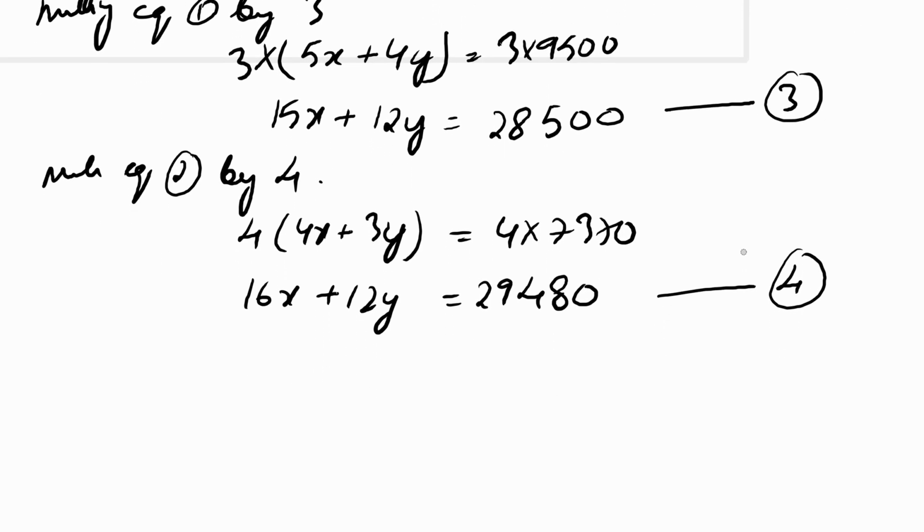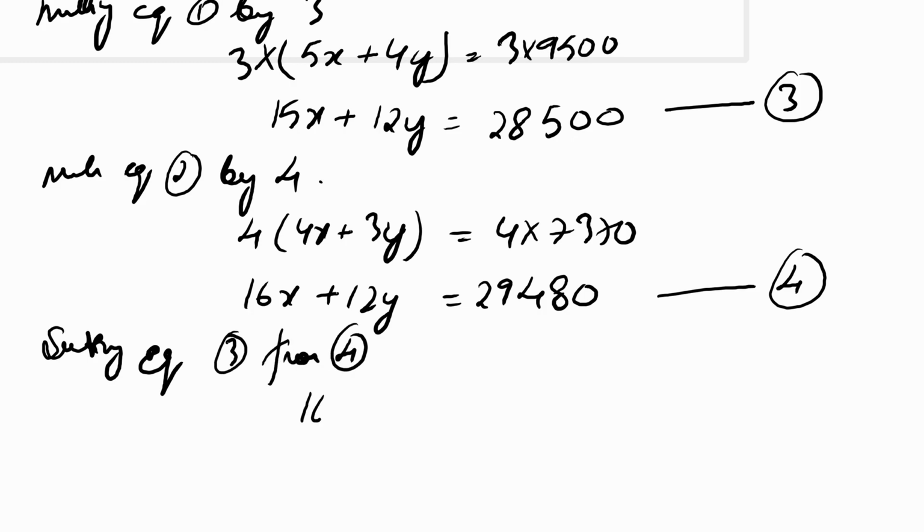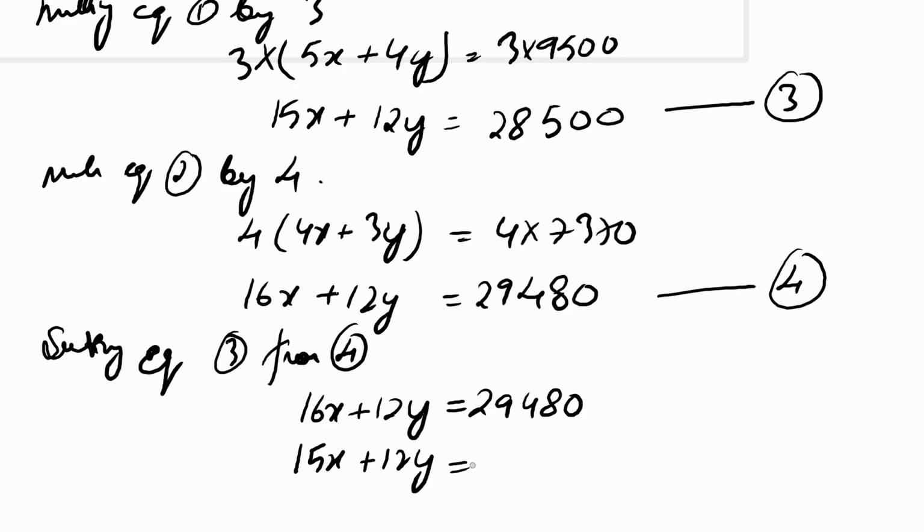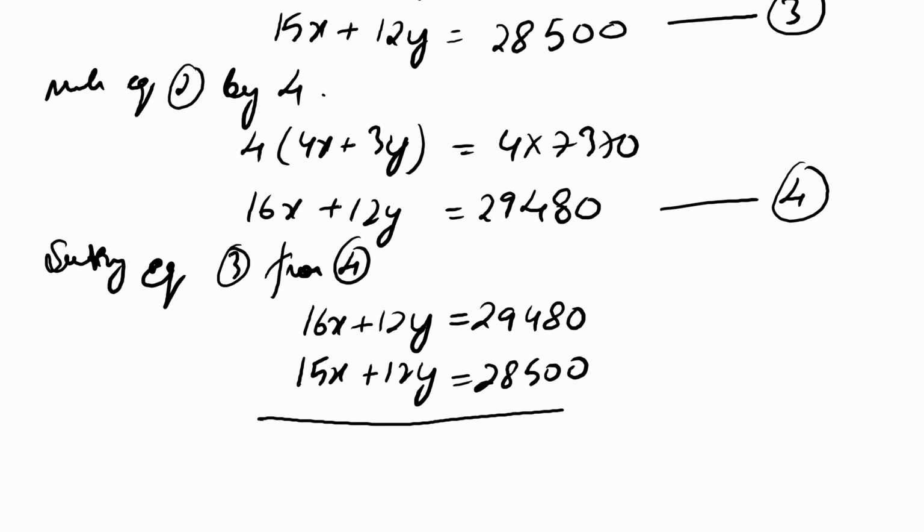Subtracting equation 3 from 4. 16x plus 12y is equal to 29480. 15x plus 12y is equal to 28500. So what will happen? We will subtract this, and subtract this. This will cancel out. This will become x, and over here this will become 980.